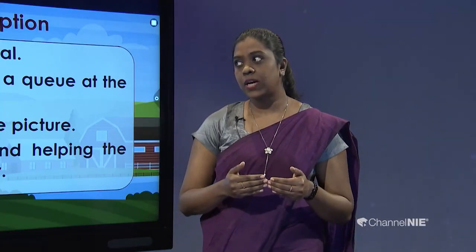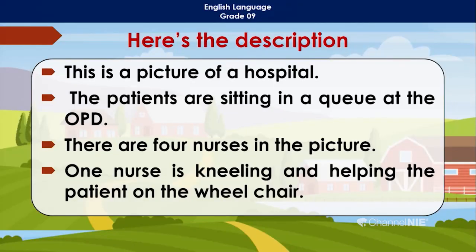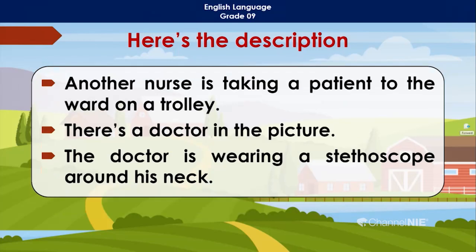Shall we read it one more time? That's right. This is a picture of a hospital. The patients are sitting in a queue at the OPD. There are 4 nurses in the picture. 1 nurse is kneeling and helping the patient on the wheelchair. Right, and we can read a few more sentences as well. Another nurse is taking a patient to the ward on a trolley.